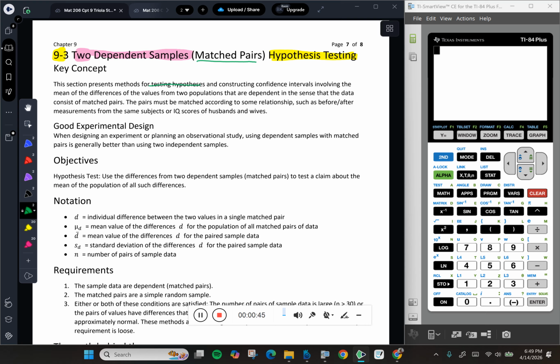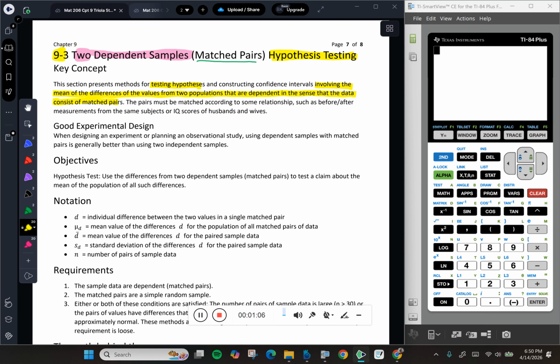For testing hypotheses involving, and what is this involving? Involving the mean of the differences of the values from two populations that are dependent in the sense that the data consists of matched pairs. Okay, that's a lot of words.